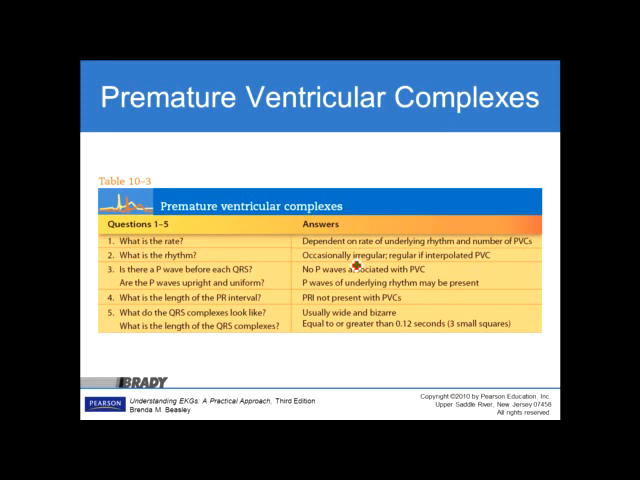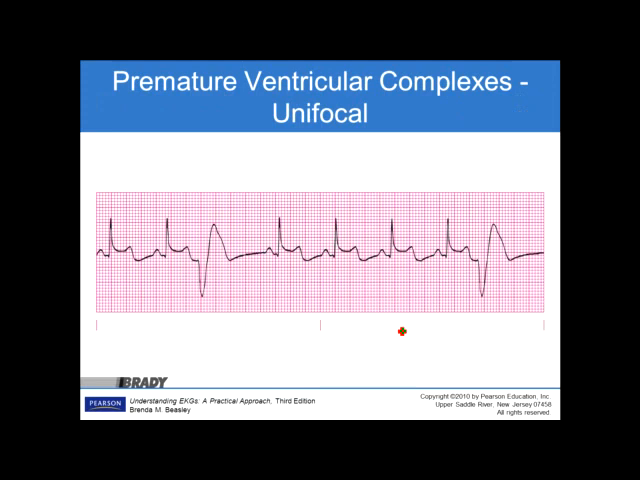What do the QRS complexes look like? They're usually wide and bizarre. When we're identifying a PVC, we are going to identify it as equal to or greater than 0.12 seconds, or 3 small boxes. They're not hard to spot on this 6-second strip, and if they're not perfused, then your rate, 1, 2, 3, 4, 5, 6, is going to be 60 beats per minute.